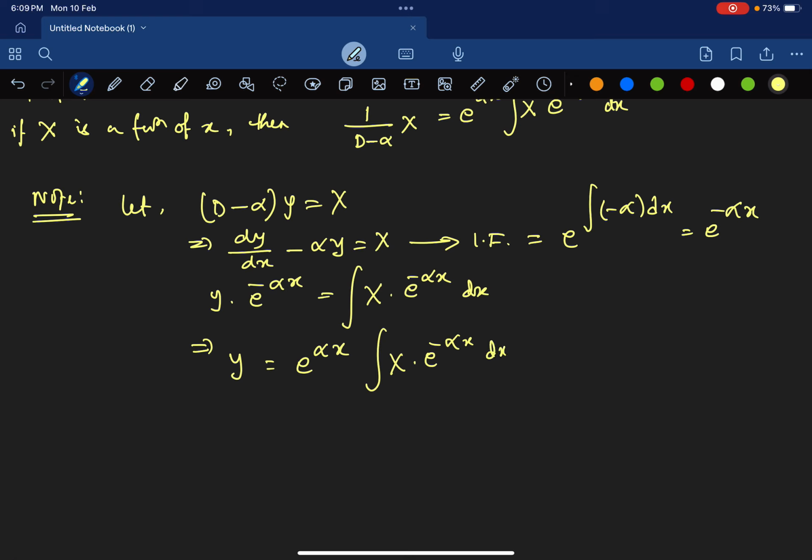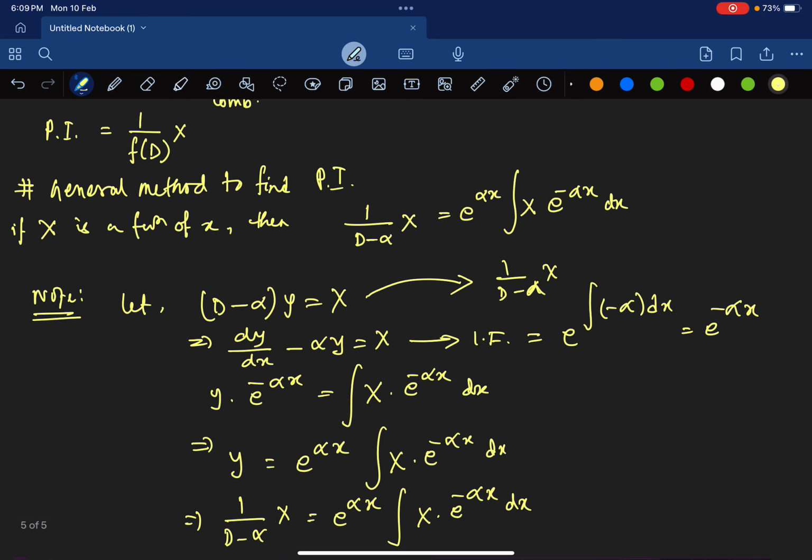And see, what is y? From here, y is nothing but 1/(D - alpha) of X, that is equal to this quantity, which is nothing but the particular integral. So this is the particular integral general formula. This is our general formula. All right.